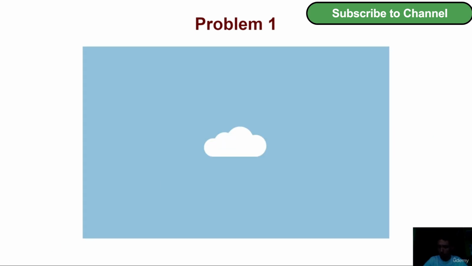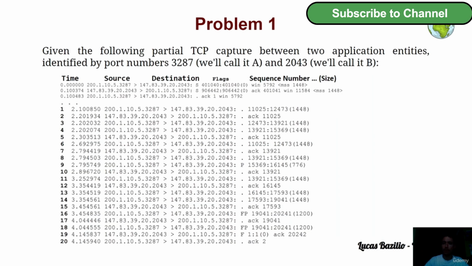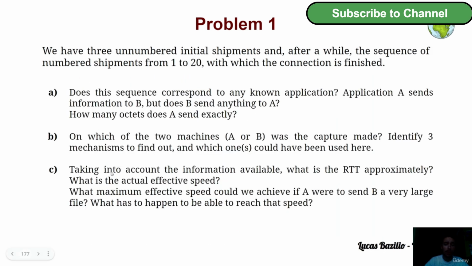Hey everyone, in this lesson we are going to continue to solve question C of this problem 1. In question C we have: taking into account the information available, what is the round trip time approximately? Remember that RTT stands for round trip time. The round trip time is the duration, measured commonly in milliseconds, from when a browser sends a request to when it receives a response from a server.